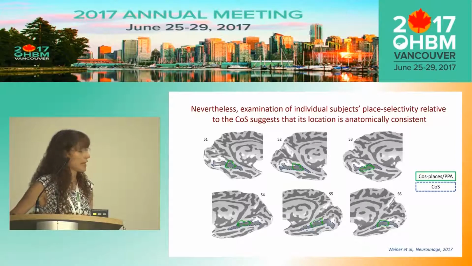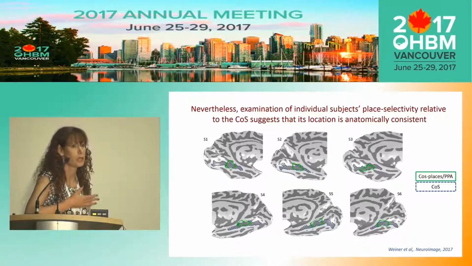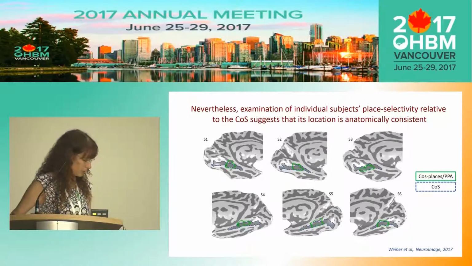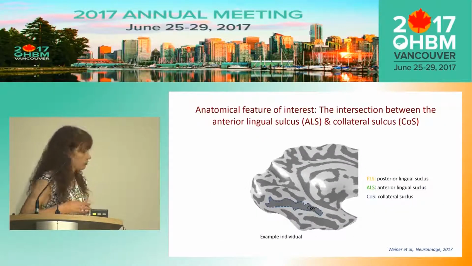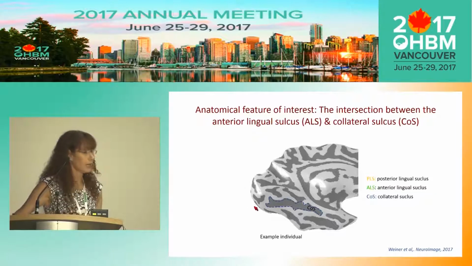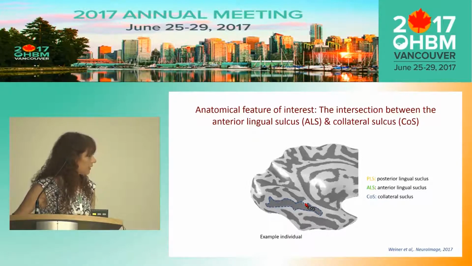Nonetheless, you can see that it actually doesn't seem so variable in its location across these individual participants, so perhaps there is more to functional structural coupling. So in order to look at this more deeply, I'll first show you one individual brain and highlight some important anatomical features. Again, I'm highlighting the collateral sulcus with this dashed blue line.